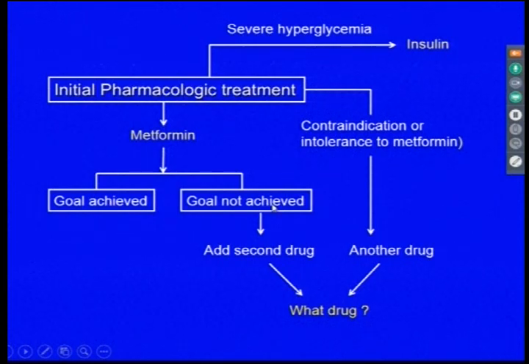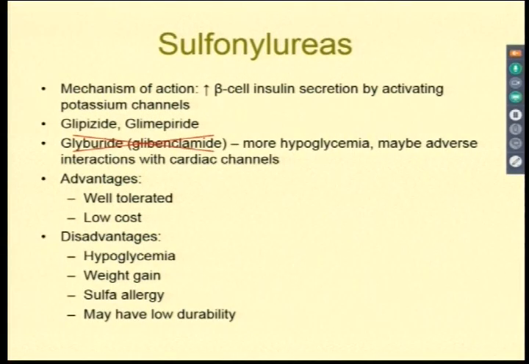Goal achieved or not achieved, or whether there's intolerance to it, just add another drug. The question is now, what drug do we add? And that's something that is under considerable debate, and there are studies ongoing to look at that. As you know, the FDA has approved many new drugs for type 2 diabetes that one could add. So what about sulfonylureas? This is the inexpensive, time-tested way to do it. They increase beta cell insulin secretion by activating potassium channels.